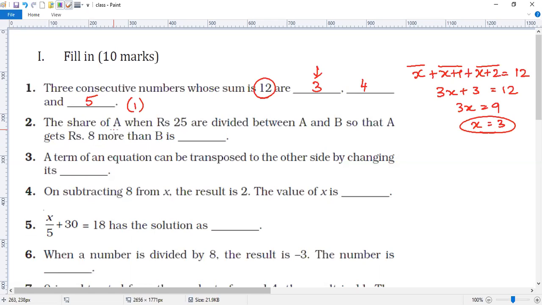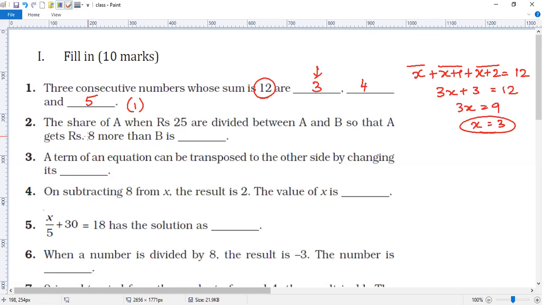Question number 2. The share of A when rupees 25 is divided between A and B so that A gets 8 more than B is. What is the answer, ma'am? Ma'am, I couldn't solve this sum, ma'am.